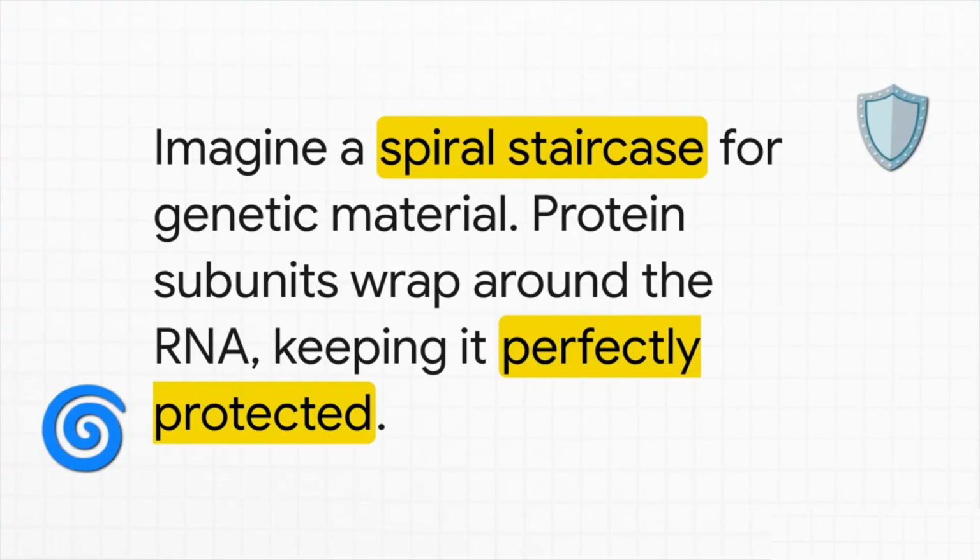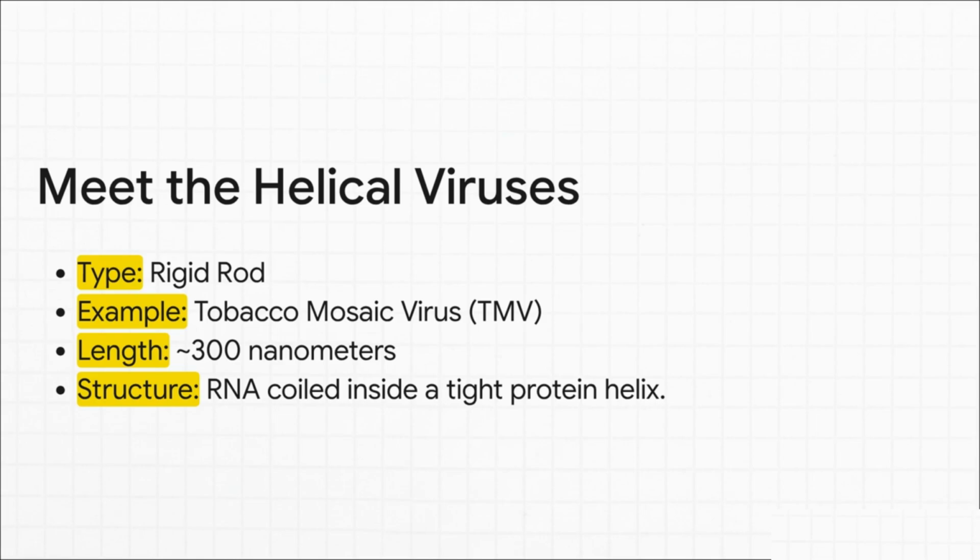So, the first blueprint uses something called helical symmetry. The best way to picture this? Imagine a spiral staircase where the steps are all protein subunits. The virus's genetic material, its RNA or DNA, is coiled up safely right along that central column, perfectly protected. A classic example of this is the tobacco mosaic virus, or TMV. It forms this incredibly stable, rigid rod that's about 300 nanometers long. And inside that tight protein spiral, its RNA is just tucked away, completely shielded from the outside world. It's a design that's simple, strong, and just brutally effective.